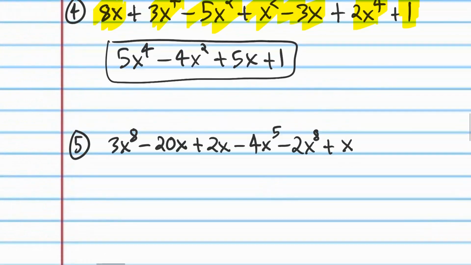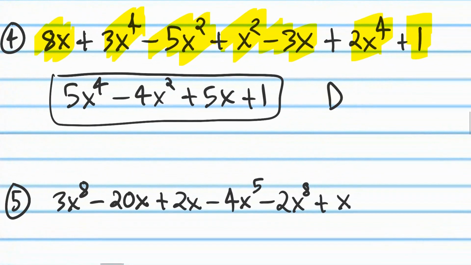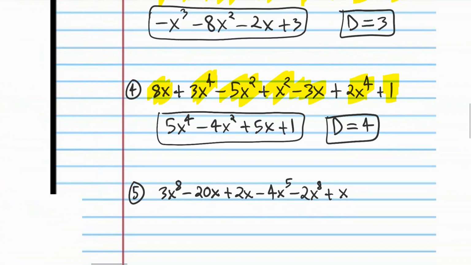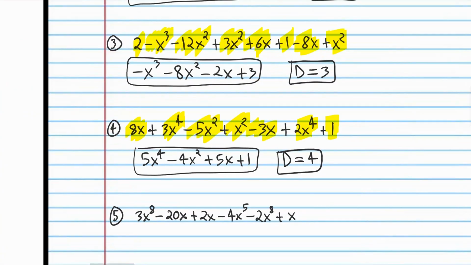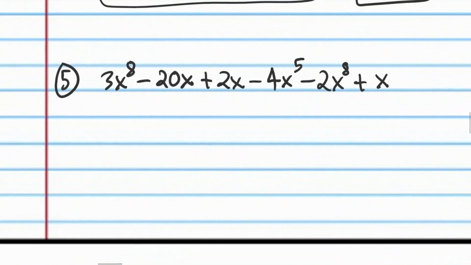All right, try number 4. So if you got that answer, oh, whoops, I forgot to put the degree. I'm sorry about that. That would be 4. So if you got those answers, good job. All right, try number 5, and when you come back, we'll do it together.